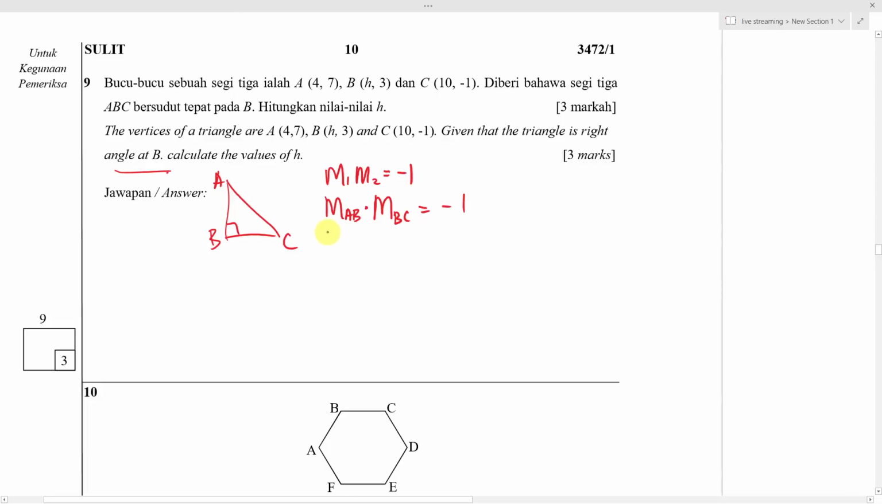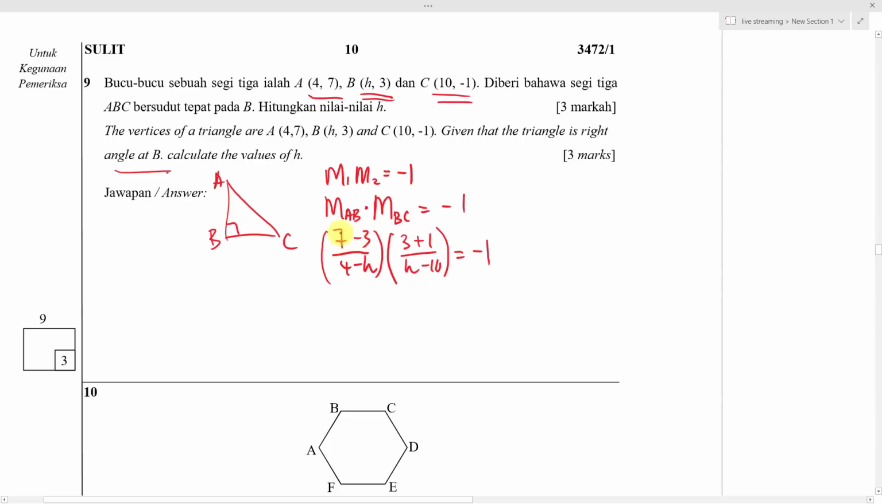Alright, so I can find the gradient of AB, right? A and B over here. I do y minus y over x minus x. Multiply by the gradient of BC, I focus on B and C now. I do 3 minus negative 1 over h minus 10 equals negative 1. Just solve this equation, it should be good.